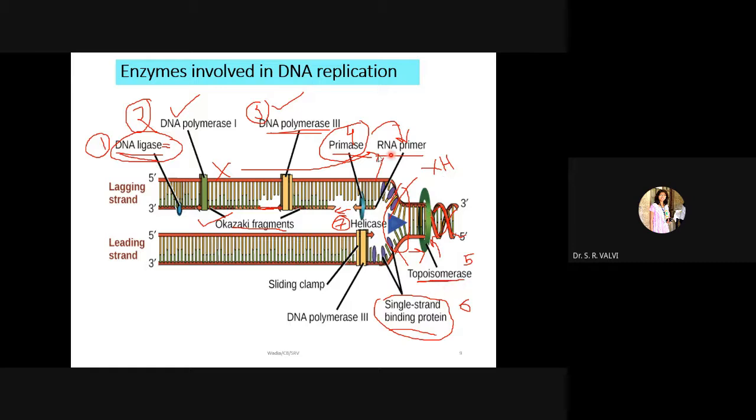Topoisomerase, right? Then primase adds the RNA primer, which is complementary to the DNA strand. Then next, DNA polymerase III extends these RNA primers, right? And DNA polymerase I removes this RNA primer and replaces it with DNA. And the DNA ligase joins these fragments of DNA, right? So these are the enzymes involved in DNA replication.